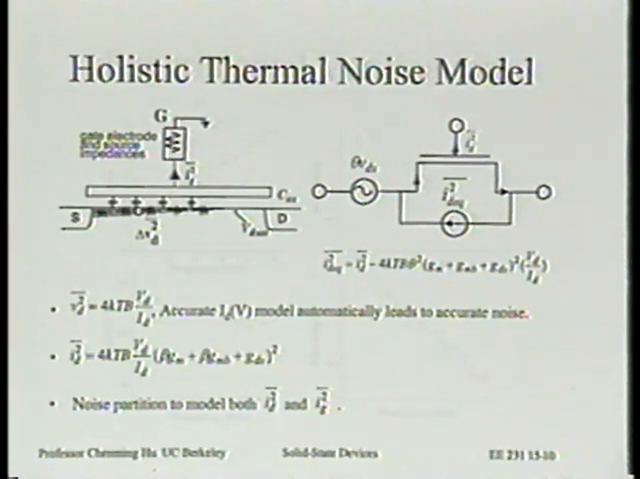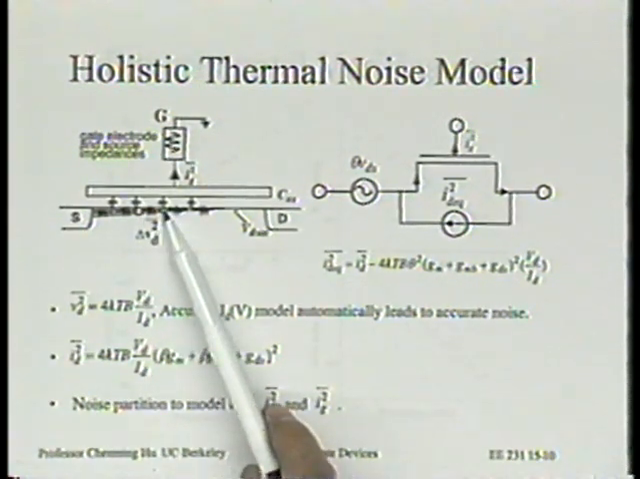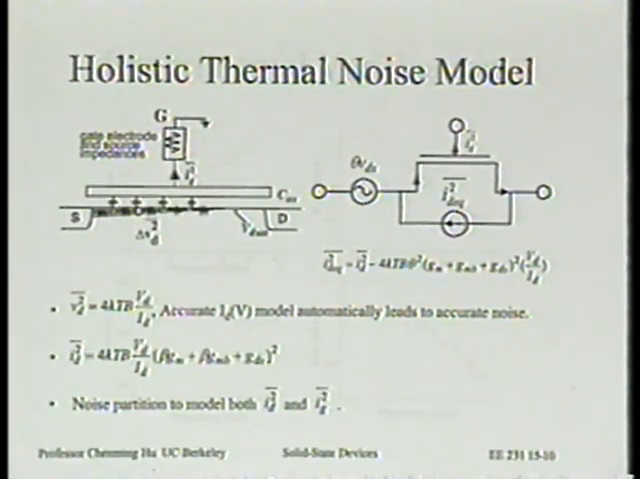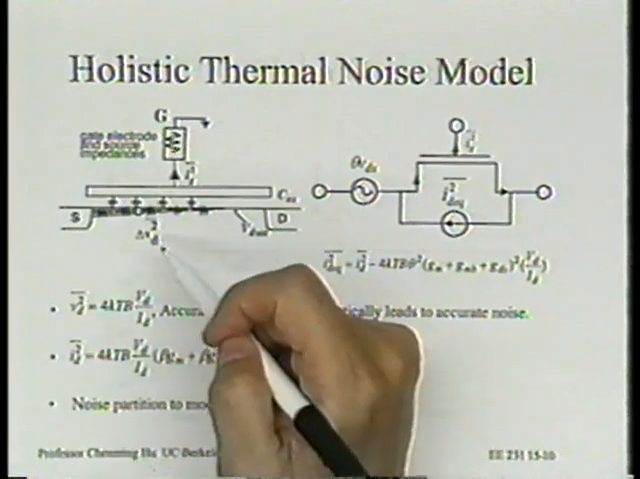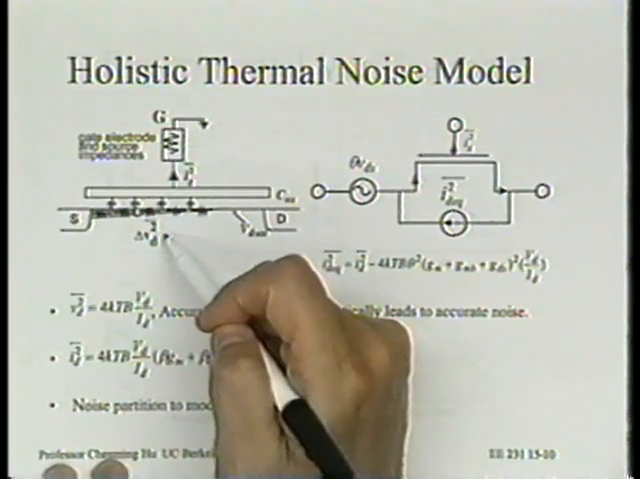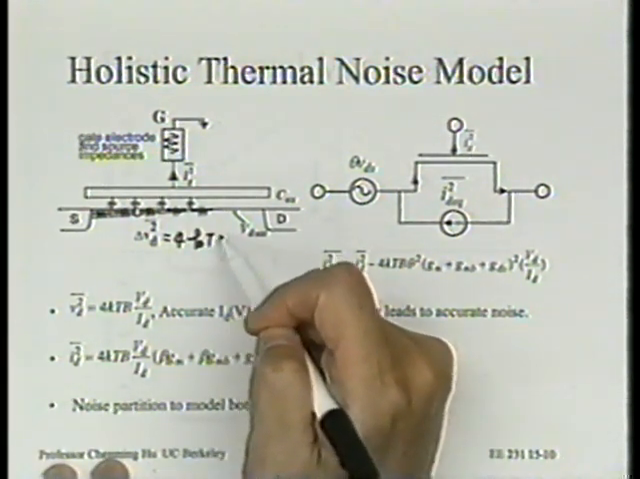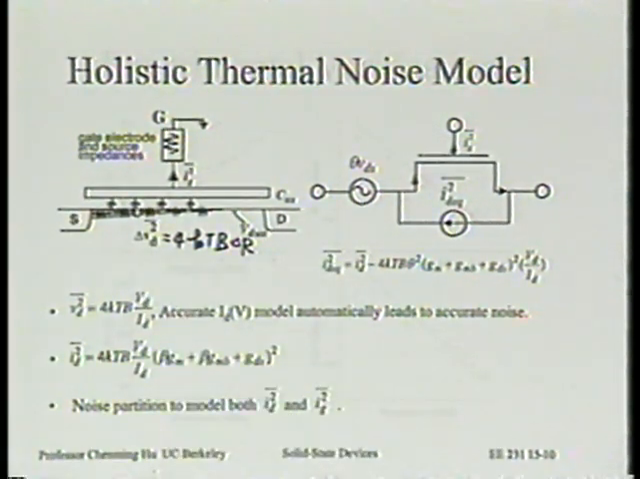The concept is the following: you start by dividing the channel into small segments. Each segment is just an independent noise source. Each segment is a resistor. Any resistor produces thermal noise. And according to the Nyquist theorem, a very fundamental theorem, an elemental resistor will give you delta VD square, which is equal to 4kTB delta R, where B is the bandwidth and delta R is the incremental resistance of that segment in the channel. It's a very elemental concept.